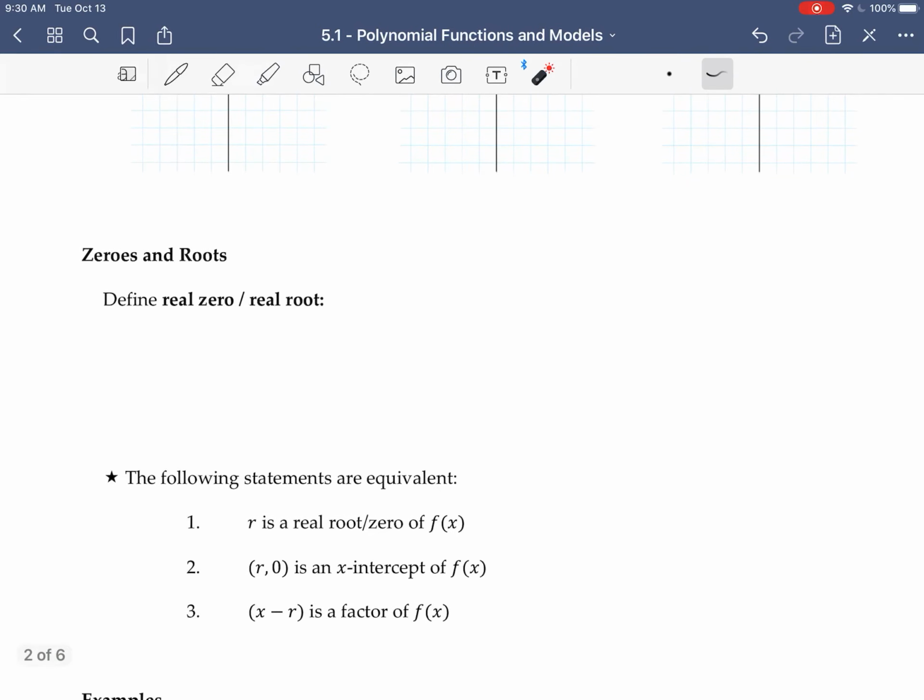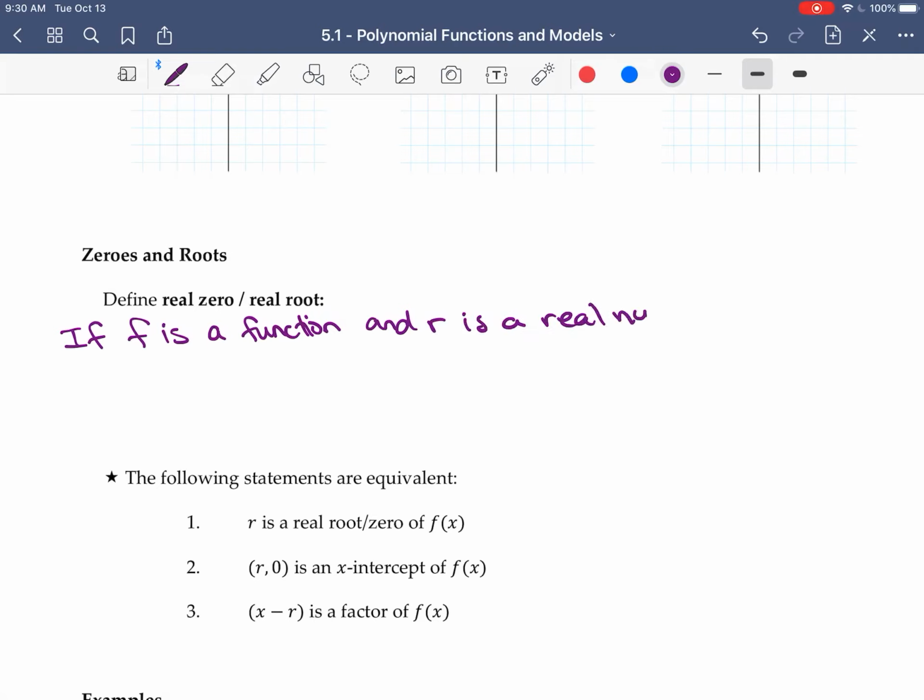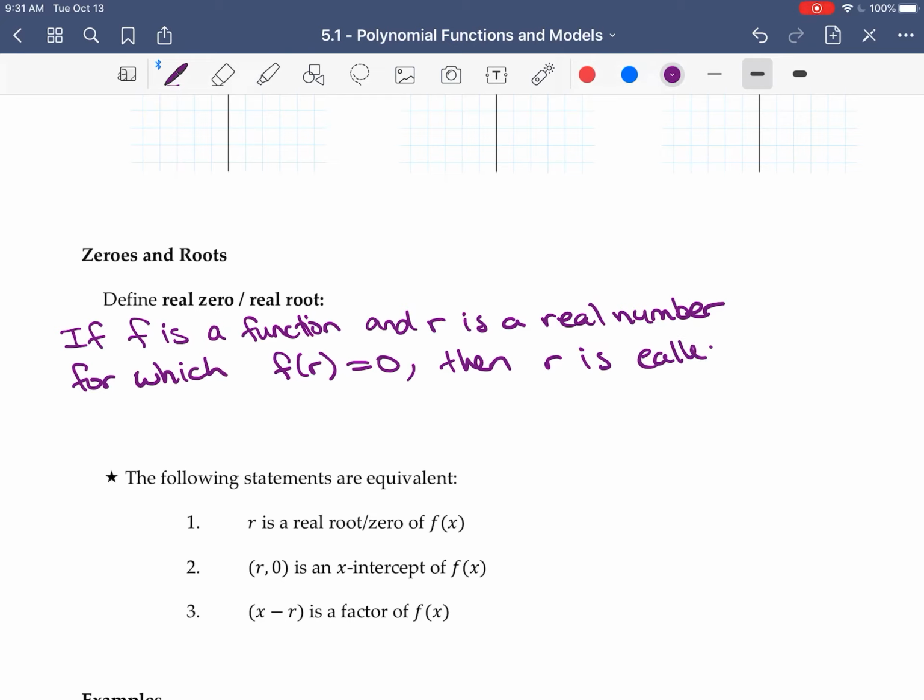So let's start talking about roots and zeros. If f is a function and r is a real number for which f of r is equal to 0, then r is called a real 0, or real root, of f of x. So these mean the same thing.